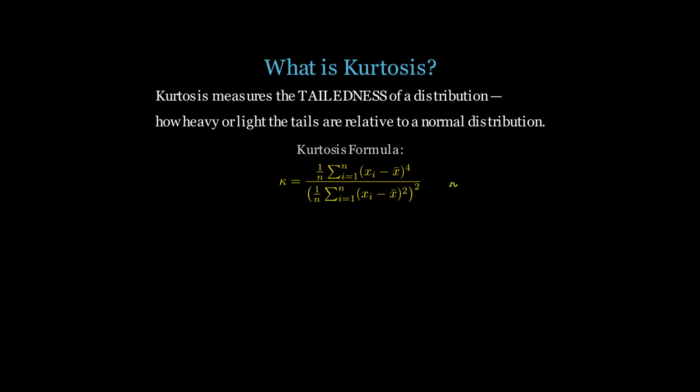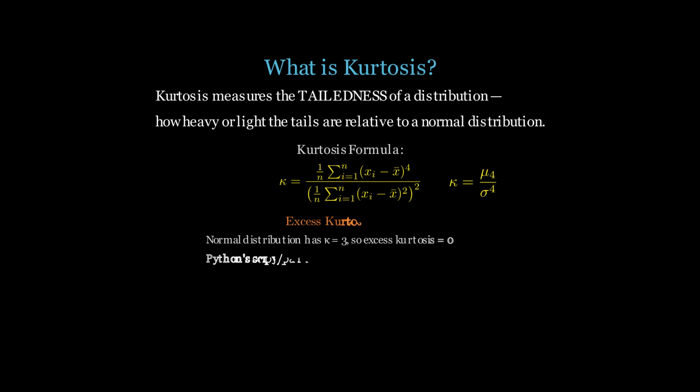A critical practical note: the normal distribution has a kurtosis of exactly 3. Most software, including Python, SciPy and Pandas, reports excess kurtosis, which subtracts 3 from the result. So excess kurtosis of 0 means your data has normal-like tails. Always check which version your software is reporting.